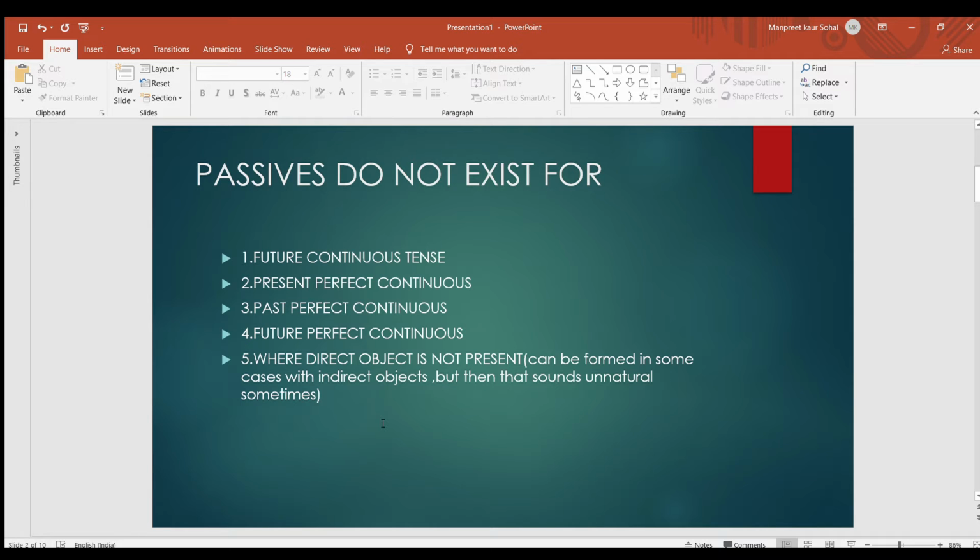So let me give you one example here. If I say, she goes to the market, you can't form passive of this, right? But if I say, she writes a letter, then passive can be formed. A letter is written by her. So this is the thing. Now let's do for the other tenses for which passives are available. Number 1, simple present tense.